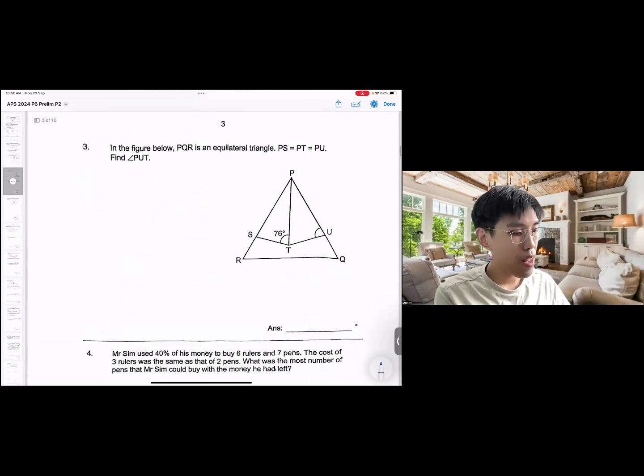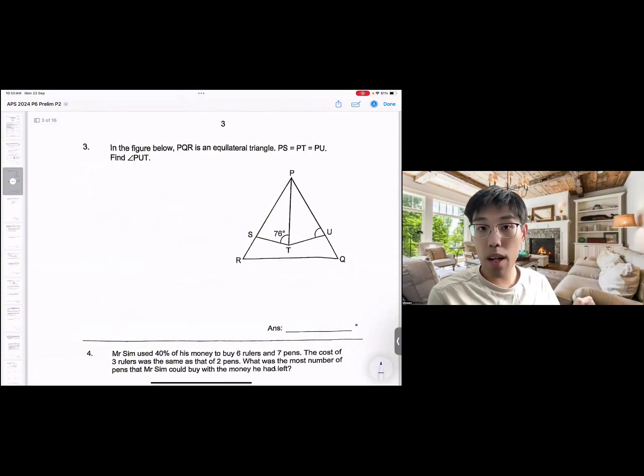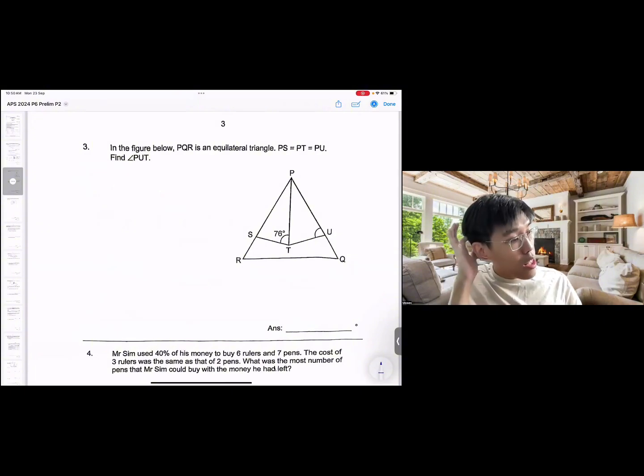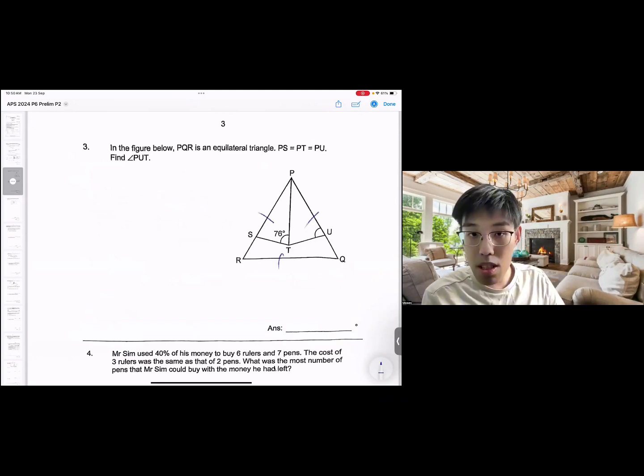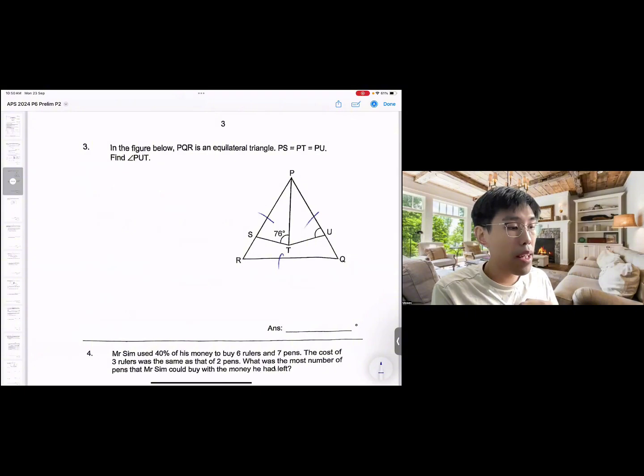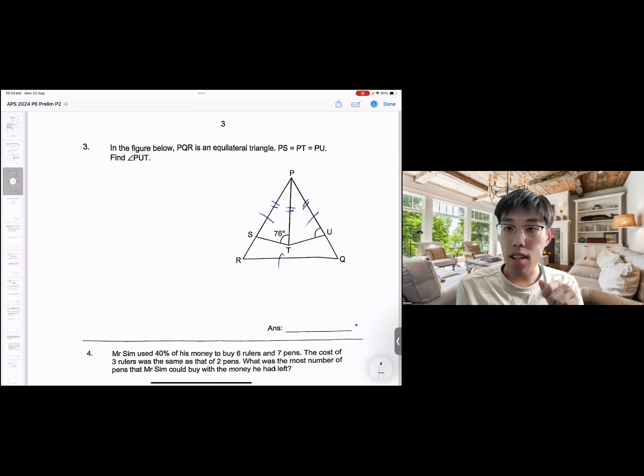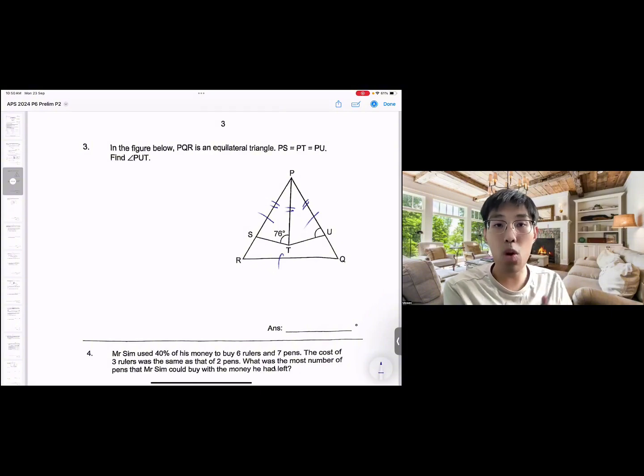Continue. This one is also another one that throws a lot of people off. In the figure below, PQR is an equilateral triangle. Equilateral, go and annotate first. This shows that all the angles are 60. But let's continue. PS equals PT equals PU. The reason why I draw one line and two lines is because they are referring to two different sets of equal lines. Go and annotate.